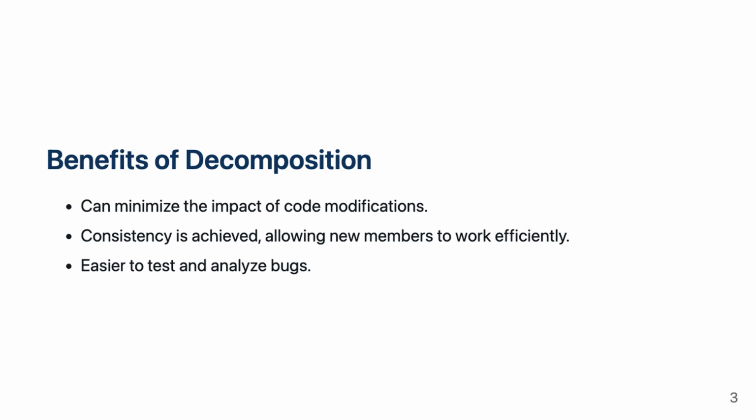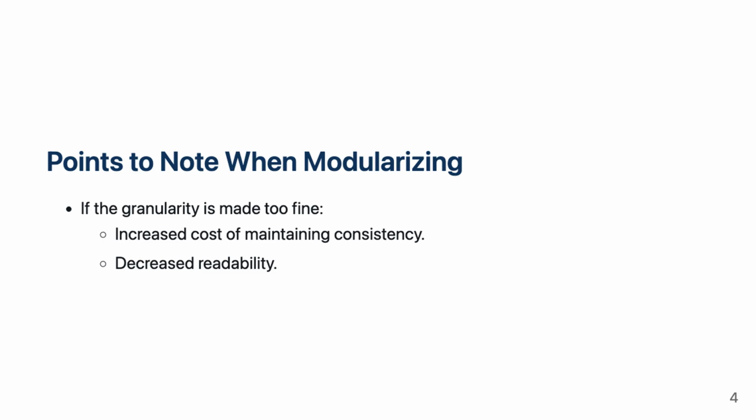Second, consistency is maintained, allowing new members to work efficiently. A consistent partitioning policy makes sharing and learning easier. Third, it makes testing and bug analysis easier. Dividing the code allows testing limited to specific roles and also makes it easier to identify the scope of impact when a bug occurs.